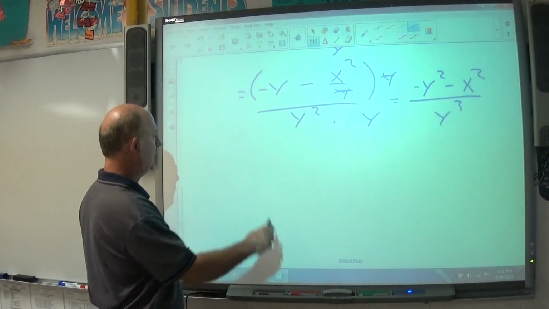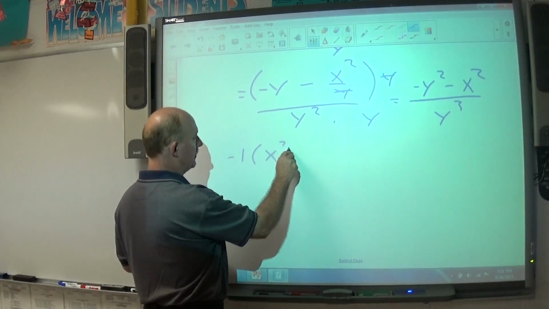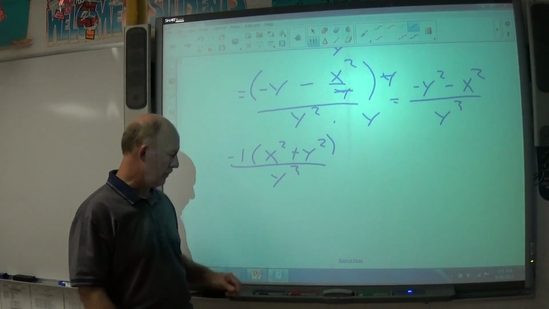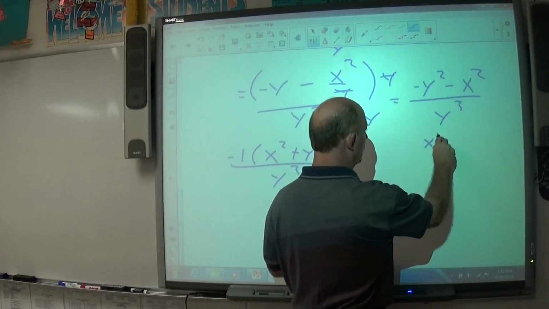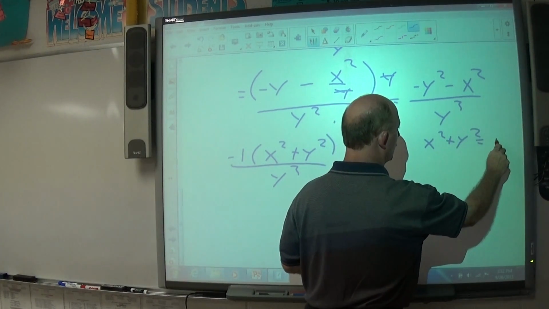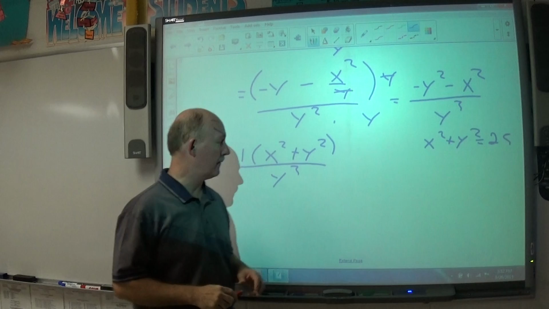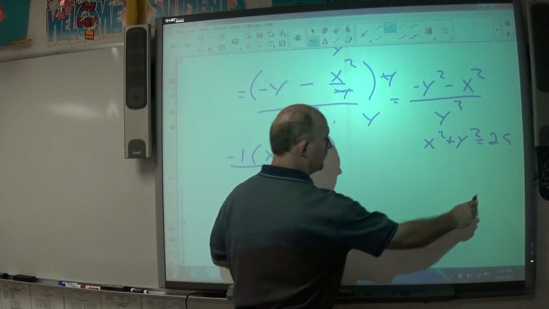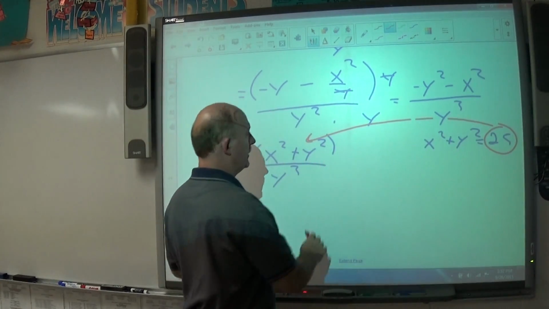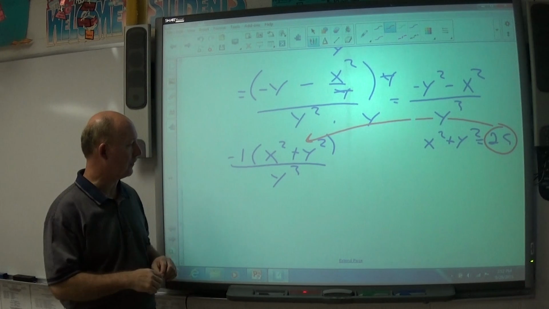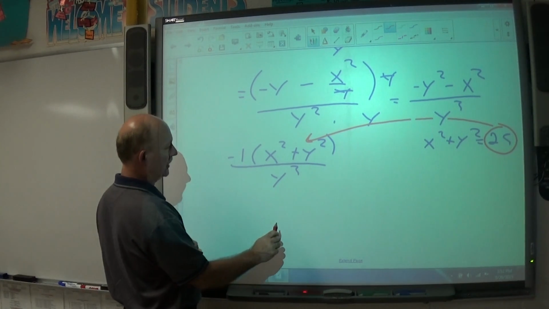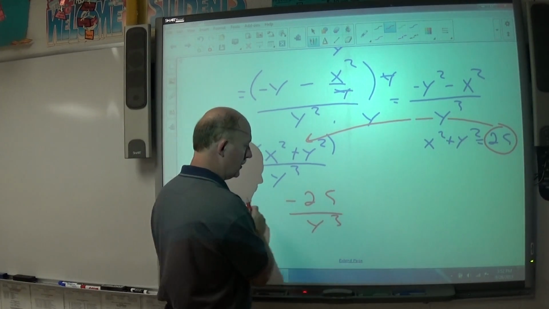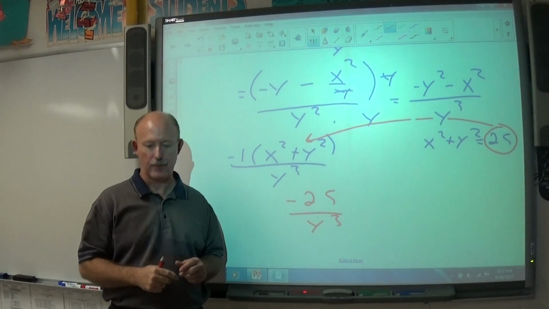Now what I'm going to do is factor a negative 1 off the numerator. It'll be x squared plus y squared inside our parentheses divided by y to the third power. Now if you remember from the beginning of the problem, we said that x squared plus y squared equals 25, right? So x squared plus y squared equals 25. So let's take 25, and we're going to substitute that in for x squared plus y squared. So our final answer for our second derivative, if you substitute this in, will be negative 25 over y cubed. So this should be the final version of our derivative.